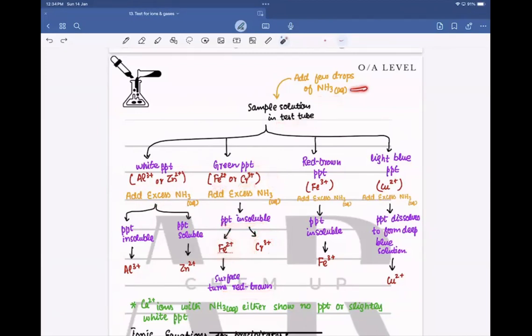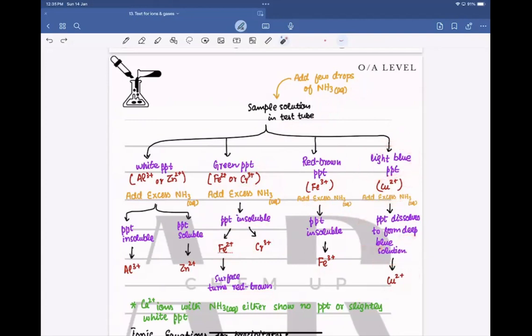If we add aqueous ammonia in a sample solution and get a red brown precipitate, it means that there is an iron 3 positive ion. On adding excess aqueous ammonia, the precipitate doesn't dissolve and remains insoluble, so iron 3 positive is confirmed. If we get a light blue precipitate, then it's a copper 2 positive ion. On adding excess aqueous ammonia, the precipitate dissolves to give a deep blue solution, which indicates the copper 2 positive ion is confirmed.